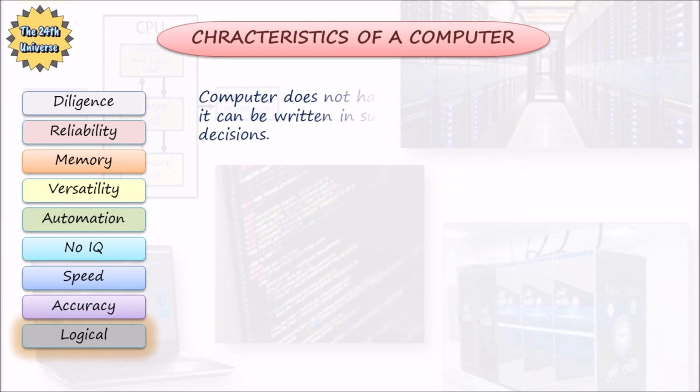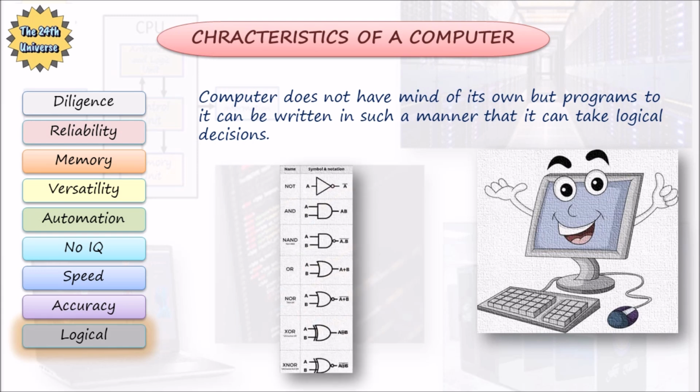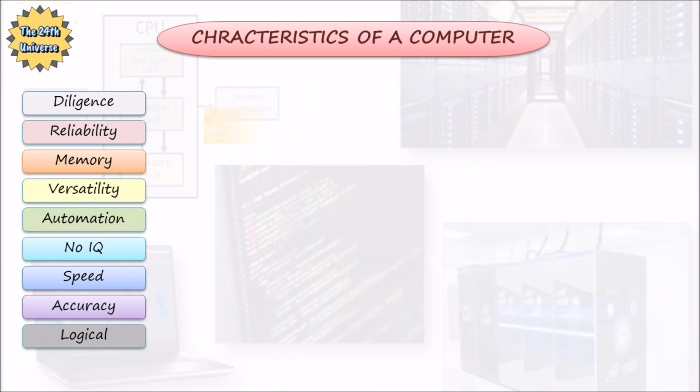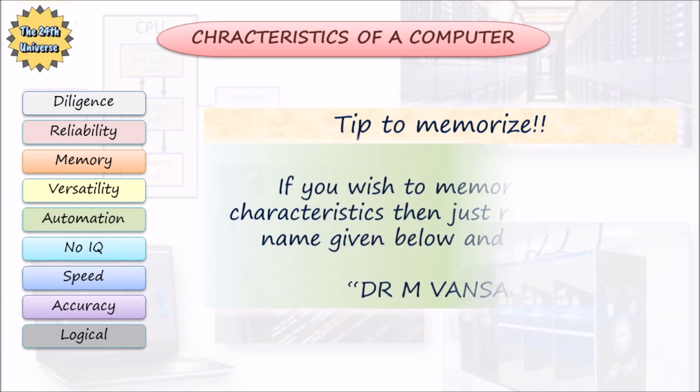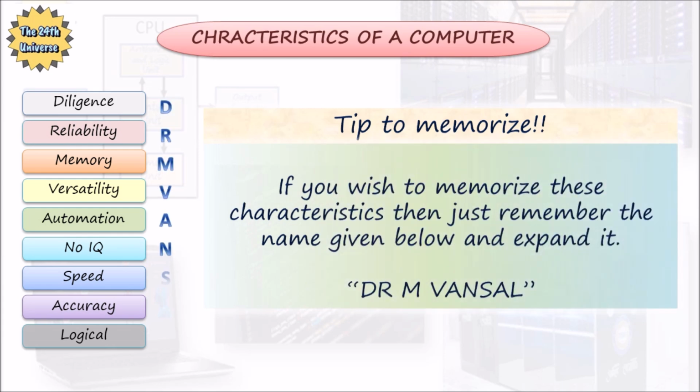Logical. Logical or mathematical intelligence refers to our ability to think logically, reason and identify connections. Computers do not have a mind of their own, but programs for them can be written in such a manner that they can take logical decisions. Here's how you can memorize the characteristics of a computer. Just remember the name Dr. M. Vansal and expand it. D for diligence, R for reliability, M for memory, V for versatility, A for automation, N for no IQ, S for speed, A for accuracy, and L for logical.